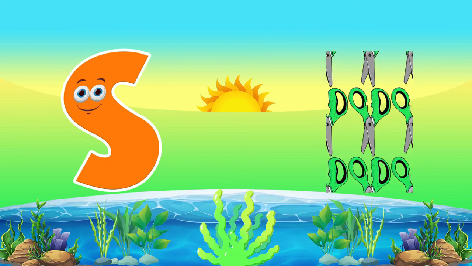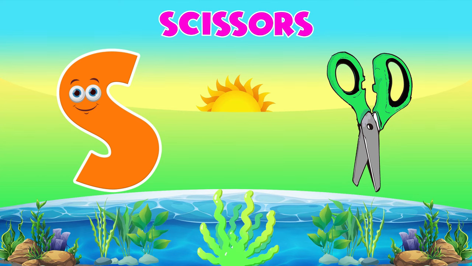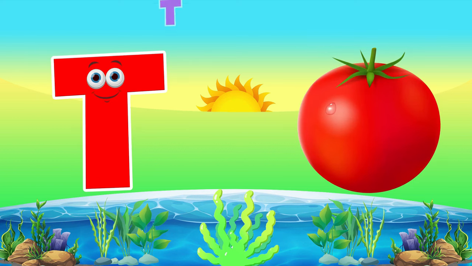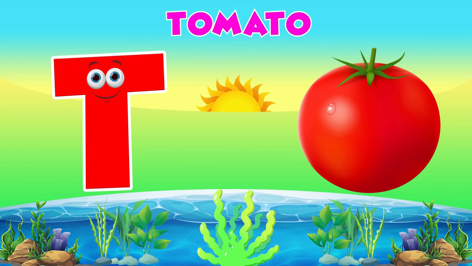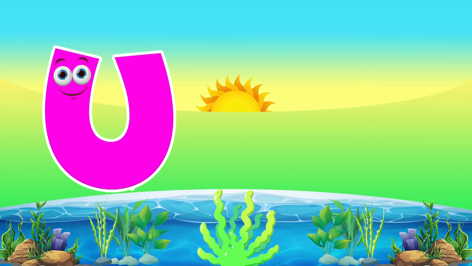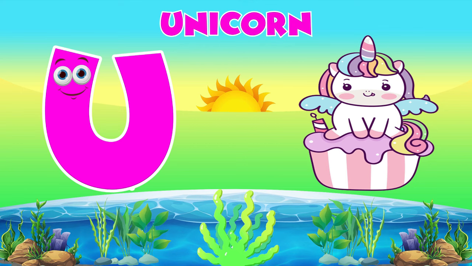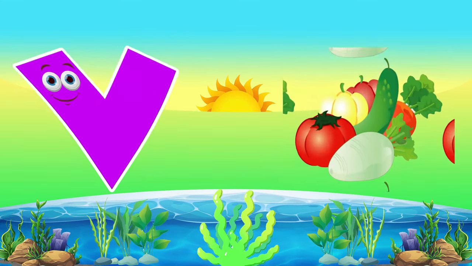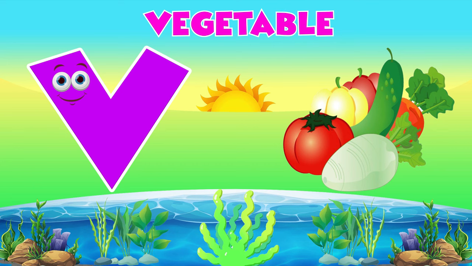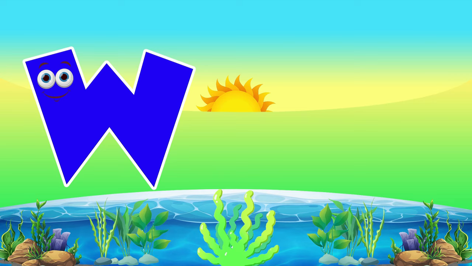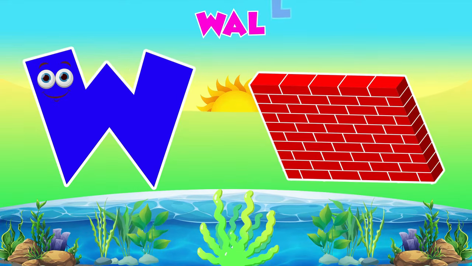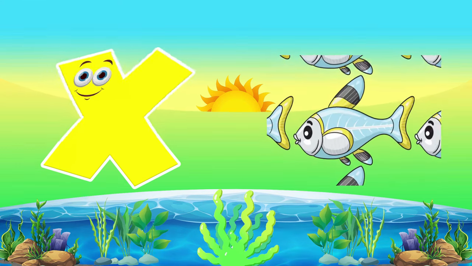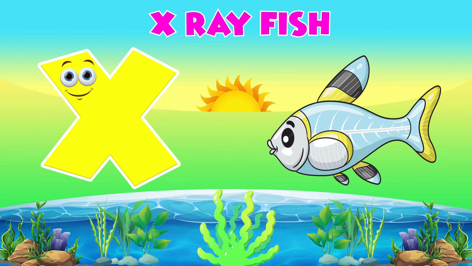S. S for scissor. T. T for tomato. U. U for unicorn. V. V for vegetable. W. W for wall. X. X for extra fish.